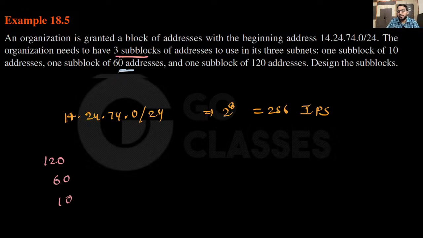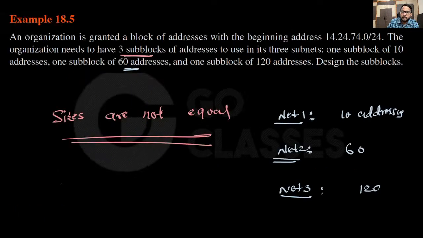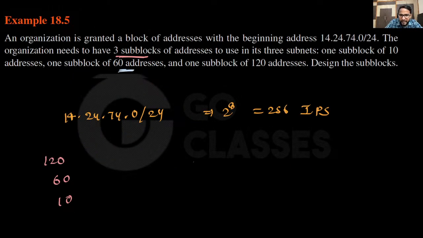Why in decreasing order? Because if you see how we did it with the picture, we first divided into two parts. We said this is our network, then we divided it into two parts. First we have a bigger chunk, then we divide one of the bigger chunks into smaller chunks. So whenever they ask you these kinds of questions, always allocate in decreasing order, giving first to the organization requiring the highest number of IP addresses.